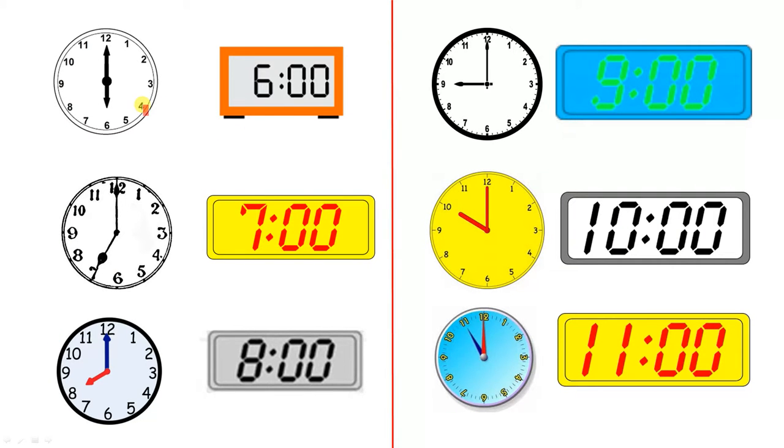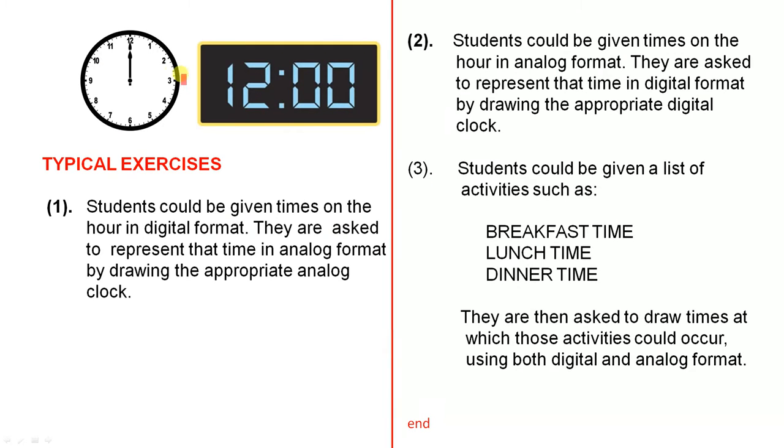So there's 6 o'clock and there's the digital time. 7 o'clock, the digital time. 8 o'clock, 9 o'clock with the digital time. 10 o'clock with the digital time. 11 o'clock with the digital time. And here's 12 o'clock with the digital time.